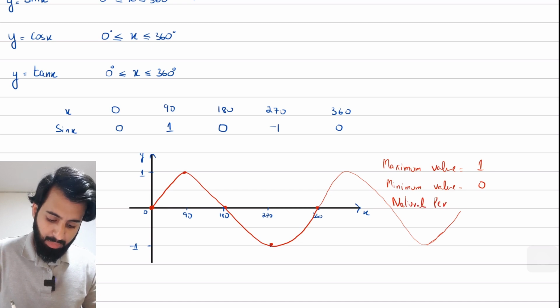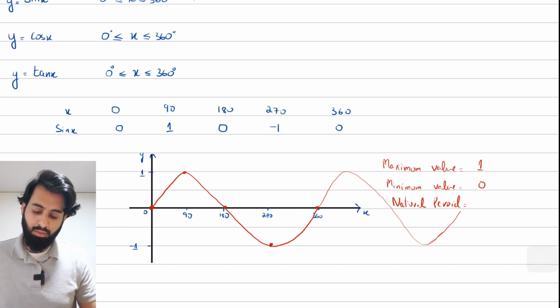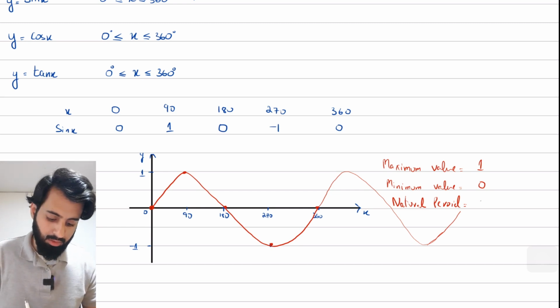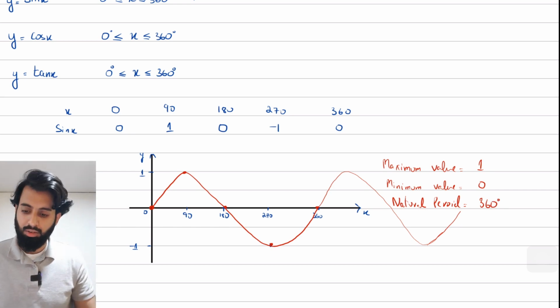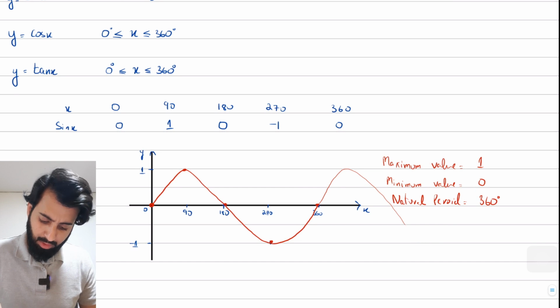Remember that by definition, natural period is the number of degrees it takes for a cycle to repeat itself. So the natural period of sine x is 360 degrees. I'm just going to erase this part, it looks untidy.